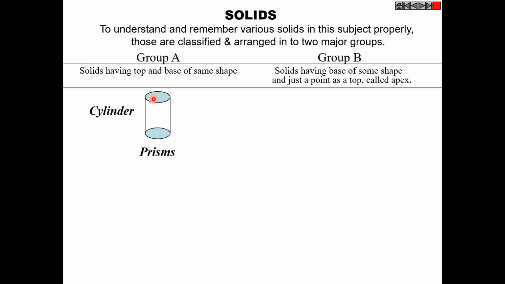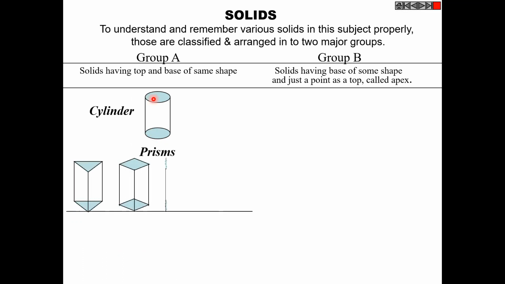And another kind is called the prism. In prisms also, both the top as well as the base have similar shapes. So here you have the pentagon in the top as well as the pentagon in the base. Similarly here, the top and the base have hexagonal shapes. These are the categories which fall under prisms.